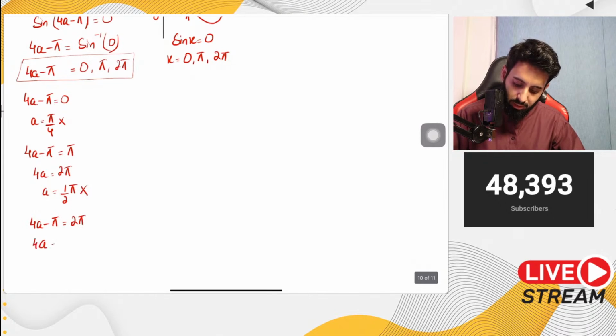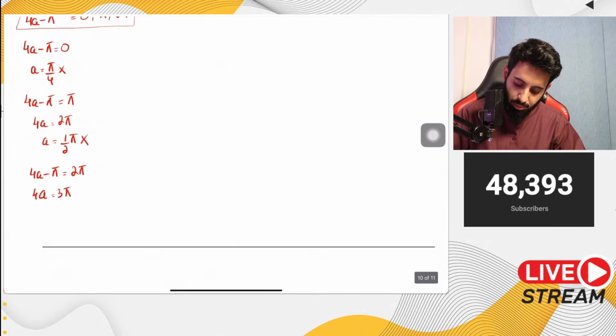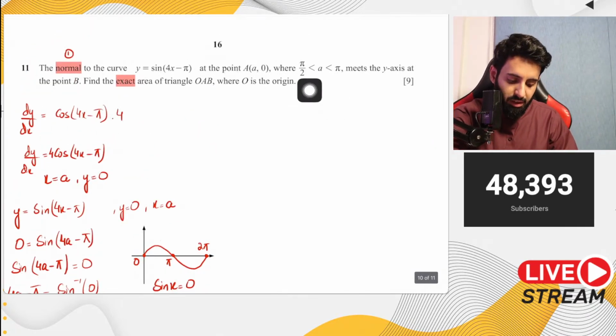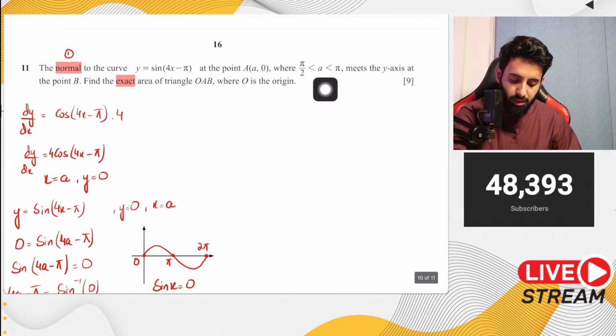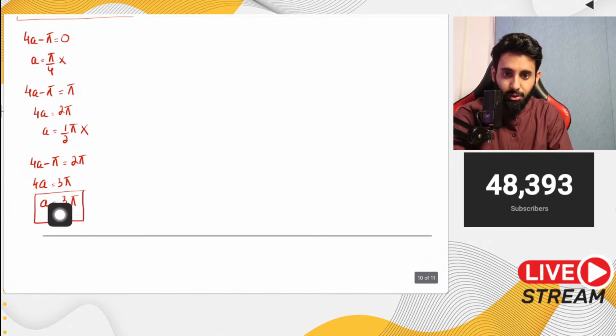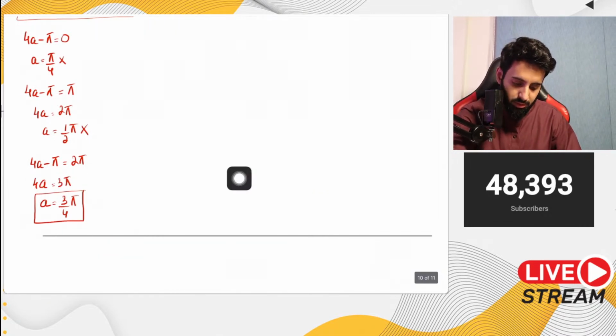So 4a is equal to 3 pi, and a equals what? a is equal to 3 upon 4 pi. Now this is a value of a which is acceptable. Why? Because this value of a falls inside the acceptable range. It's greater than pi upon 2 and it's also less than pi. So this is the value of a that we are going to use in order to find the equation of the normal.